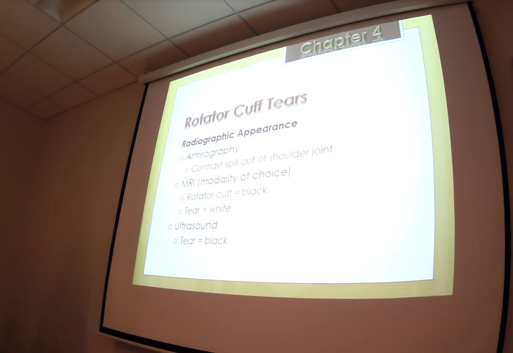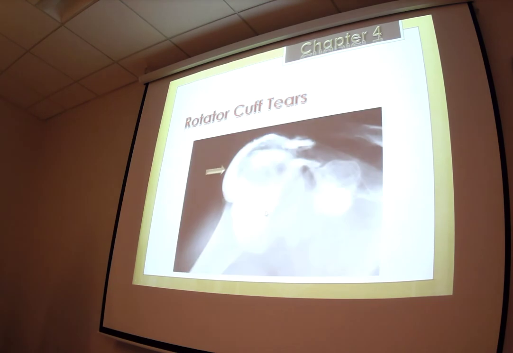So radiographically, you're going to want to do arthrograms to see contrast spill out of the shoulder joint to see if there's any tears in those muscles. MRI would then be the modality of choice to visualize this, where you can see the rotator cuff in black, and the tears will show up as white. In ultrasound, you'll see the tear as black. So here, as you can see on the arthrogram, you can see the fluid spilling out around the head of the humerus, which it should not be there.